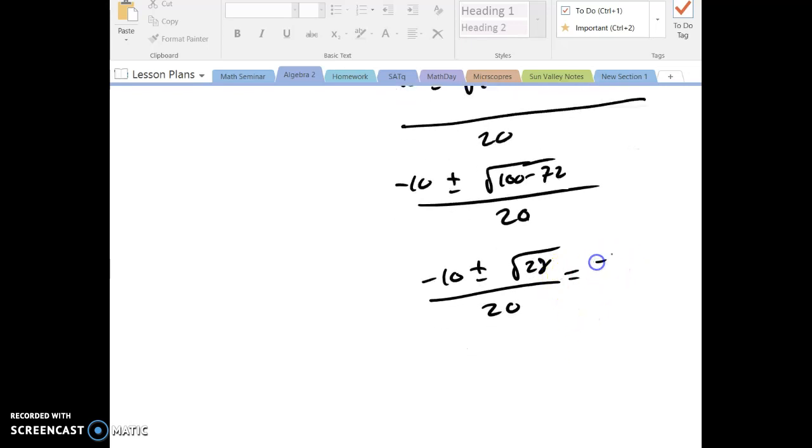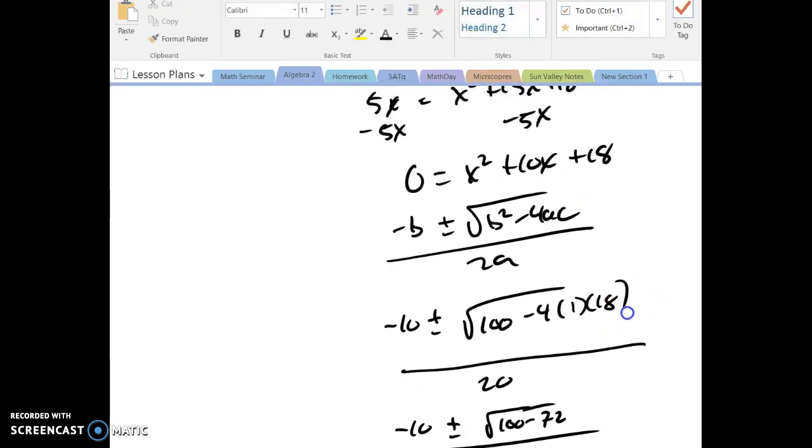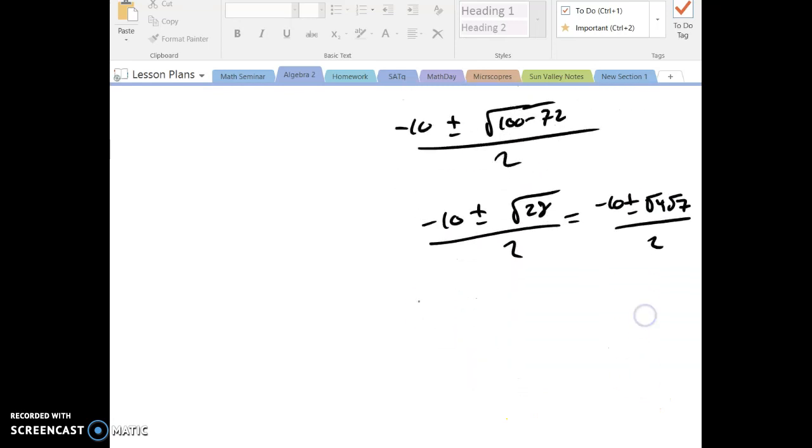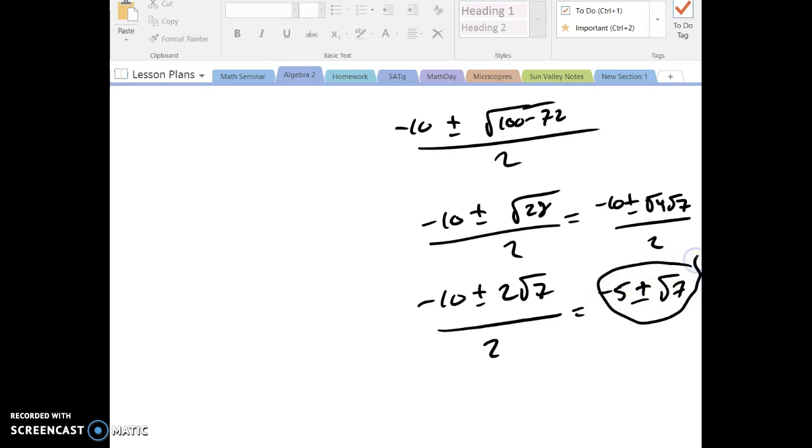And then that's going to be negative 10 plus or minus root 4 times root 7, because we're going to simplify, over 20. Oh, it's not over 20, it's over 2. I'm going to go back and erase all these. It's over 2. And then we're going to have negative 10 plus or minus 2 root 7 over 2. Then we can divide out the 2 here, so we'll get negative 5 plus or minus root 7. And that is the answer.